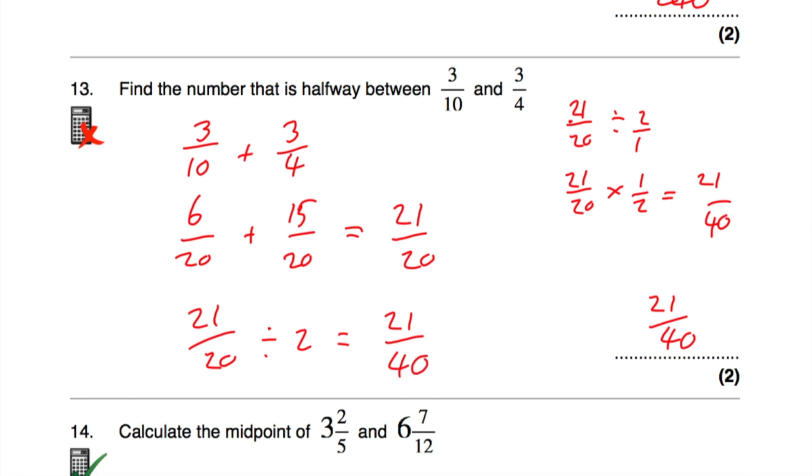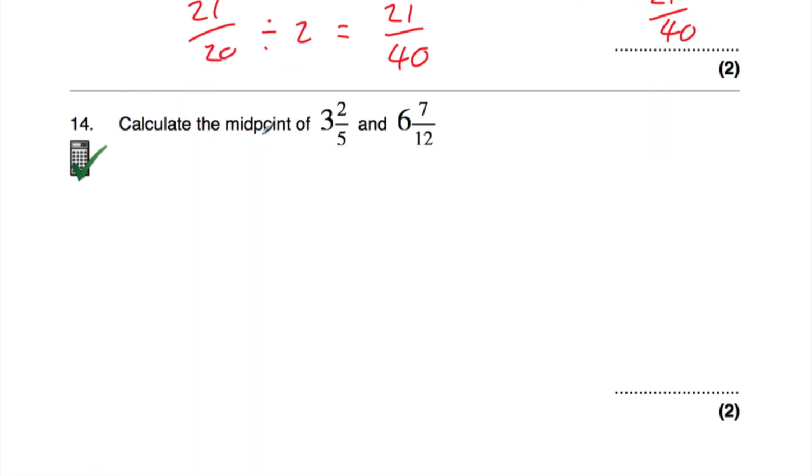Okay, let's look at our next question, question number 14. So question number 14 is a calculator question. Now it's very important whenever you're doing something like this on your calculator and you're going to add these two fractions together. So we're going to do 3 2/5 plus 6 7/12, that you know where the mixed number button is on your calculator.